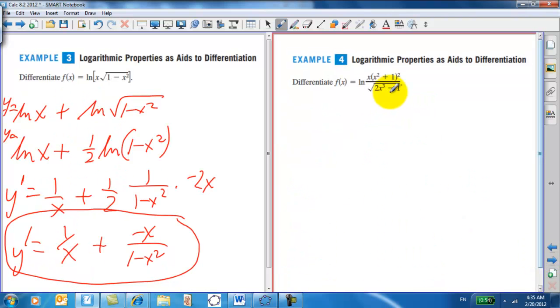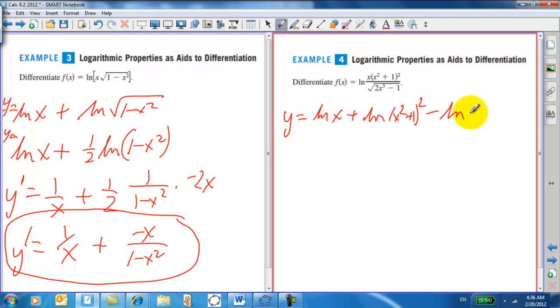Oh, here's more. This is where you really want to break it down and say y equals the natural log of x plus the natural log of x squared plus 1 squared minus the natural log of the square root of 2x cubed minus 1. So that's an example of the product and quotient rules of logarithms. The log of a product is the sum of logs. The log of a quotient is the difference of logs.